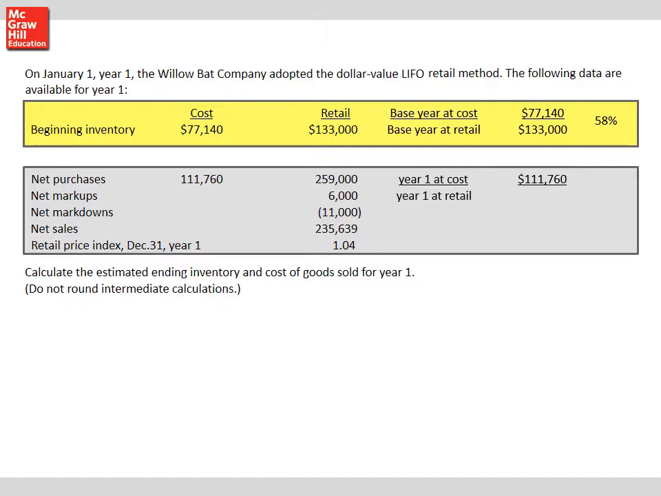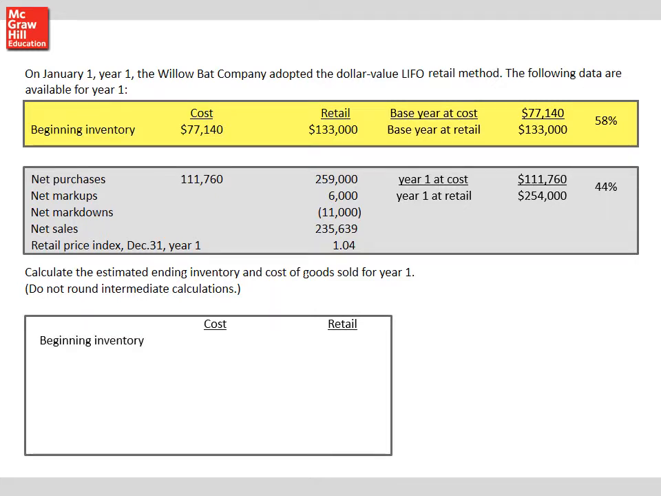So you're going to take your 259 plus 6,000 minus 11,000, 254. Cost to retail percentage, 44%. So that's your first step. Determine your cost to retail method using for beginning inventory and purchases, because it's LIFO. You still want to do that just like we did, but this is dollar value LIFO, so of course we'll have some additional steps.